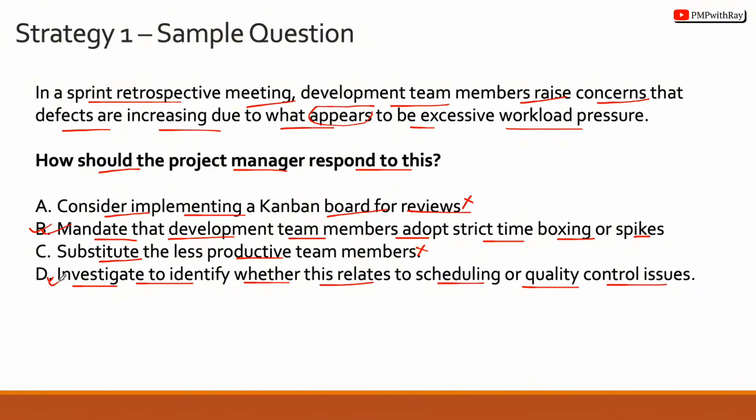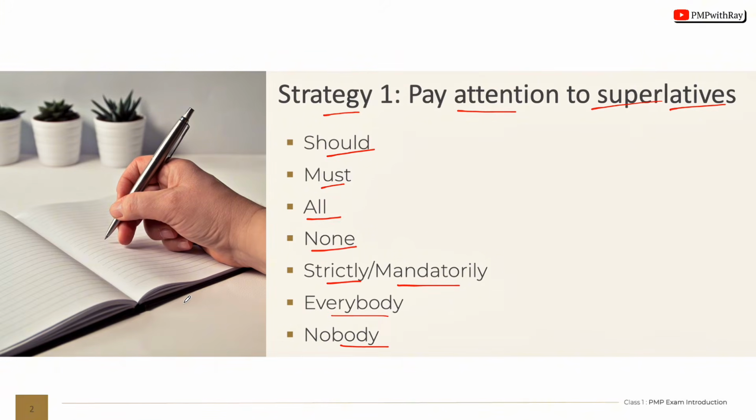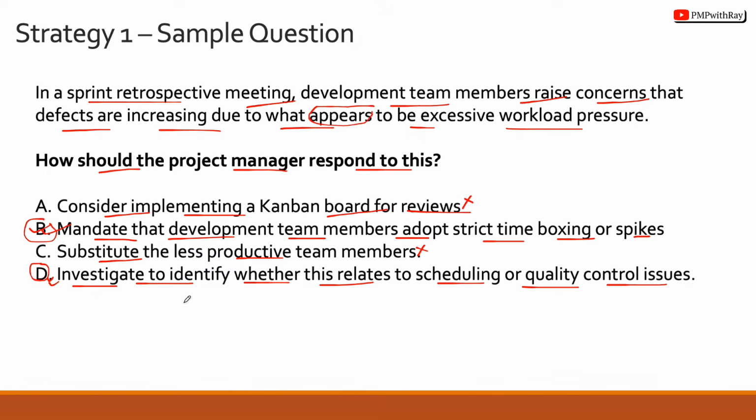Now look, the thing is, here you are stuck between answer option B and answer option D. Of course, you can do a lot of analysis and back and forth, analysis paralysis let's say, and you will be stuck. However, going by our learning of superlatives, let's look if we are able to identify any superlatives in answer option B and answer option D. And now you see that answer option B has two very strong superlatives: it says mandate and it says strict.